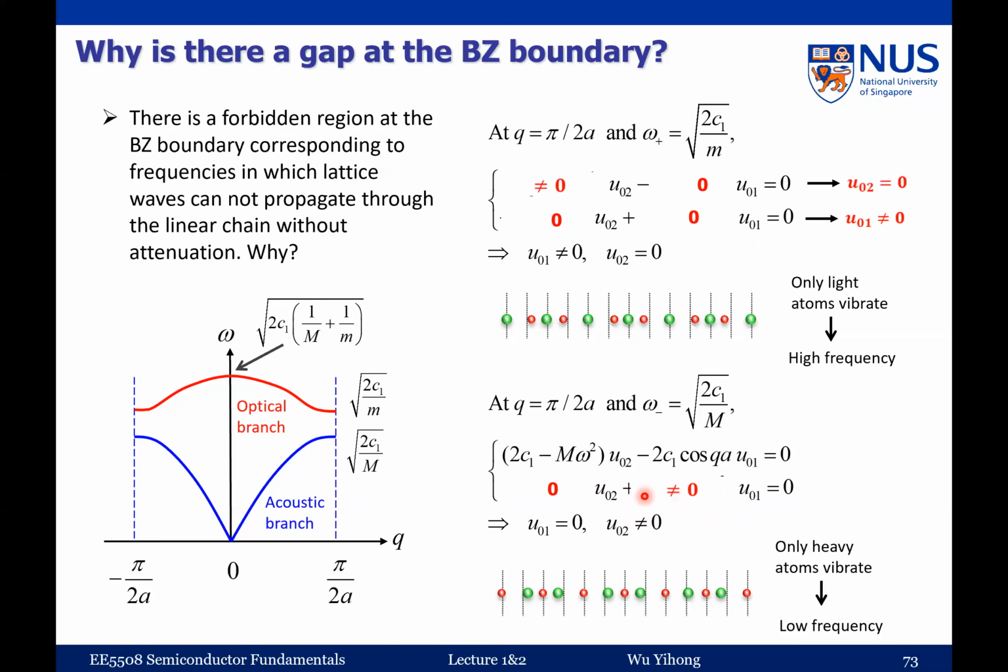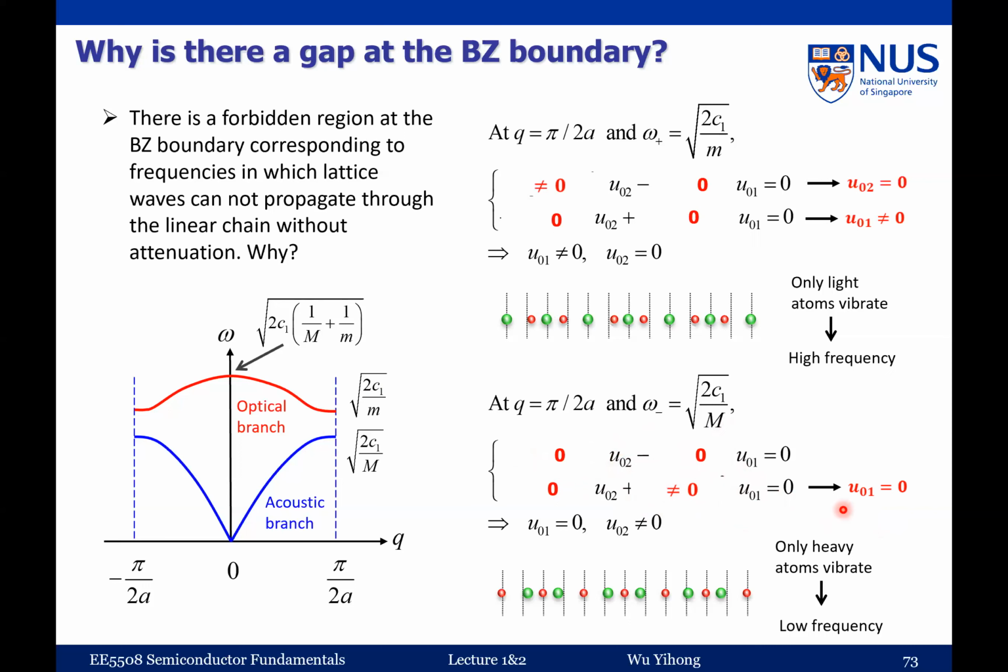If I only look at this equation, I need to take this back. So basically, you can see that U01 is 0 if you solve this equation, because this coefficient is not equal to 0. So we get U01 is 0. Now you look at this equation: this coefficient will be 0 because it's capital M here, and similarly this cosine QA, with Q equal to pi over 2a, is 0. So that's why this is 0 and this is 0.